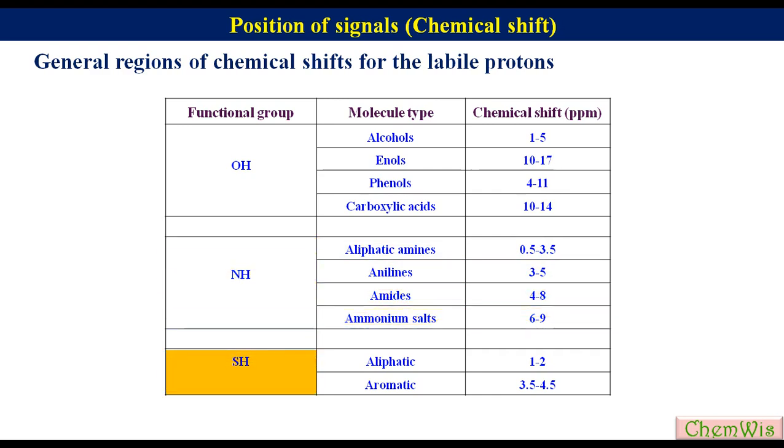SH protons. Aliphatic SH resonates between 1 to 2 ppm. And aromatic SH resonates between 3.5 to 4.5 ppm. That's all in this lecture.